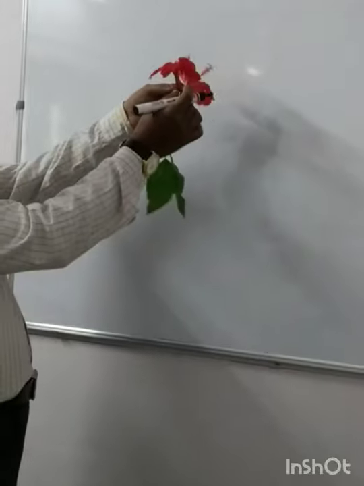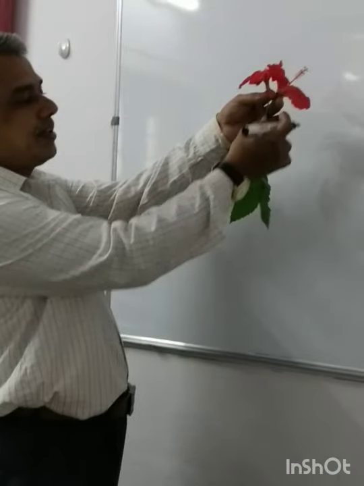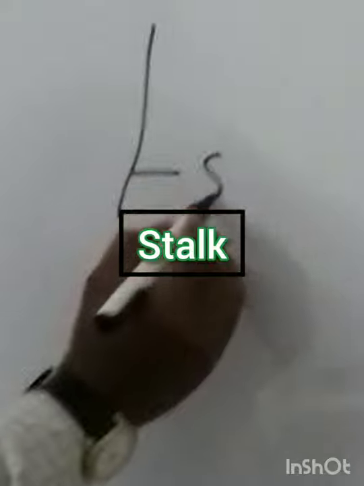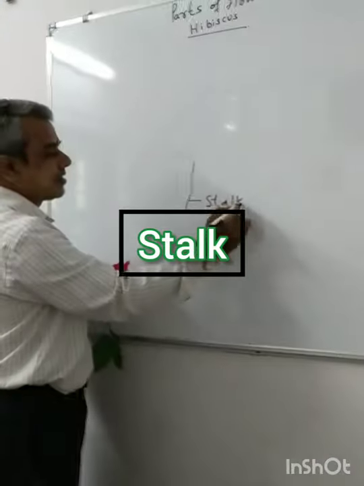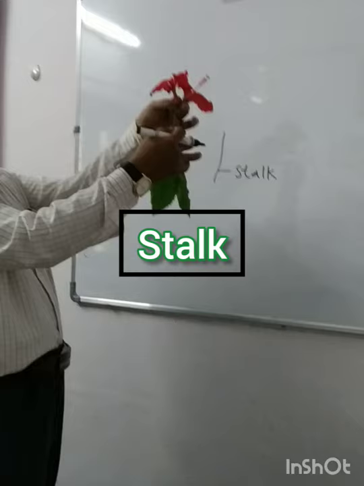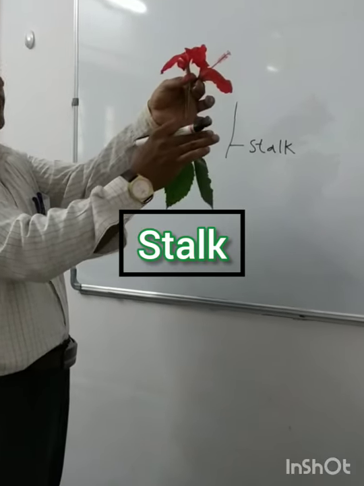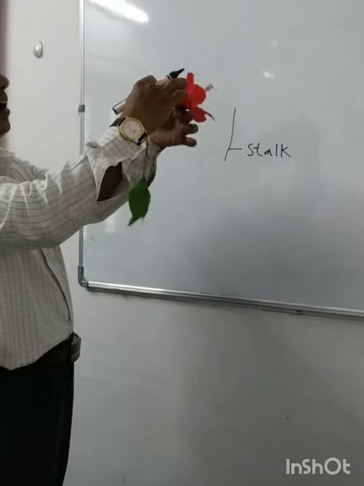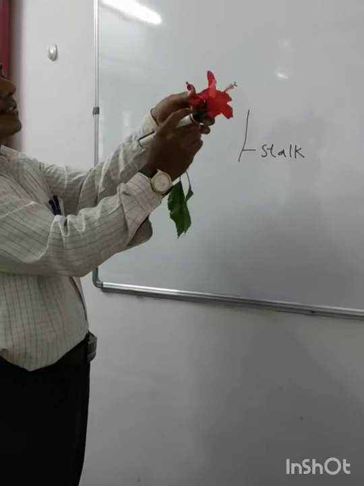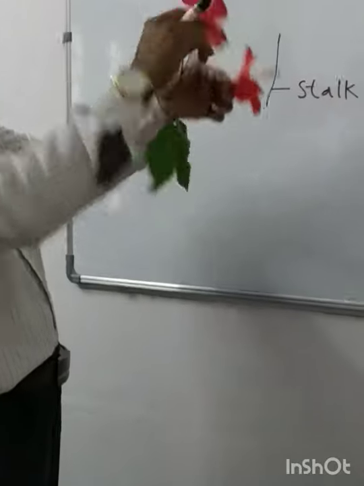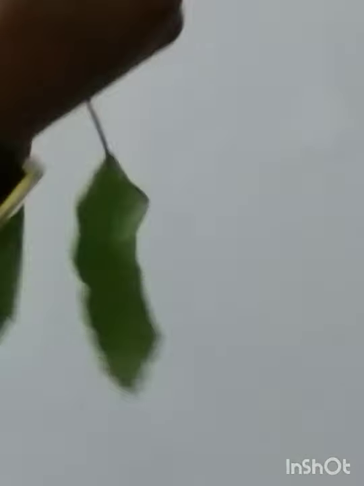This is the part of the flower which is attached to the stem. That is called a stalk. What do we call this one? Stalk. The part of the flower which is attached to the stem is called the stalk. Now after that we have the green color. This green color is called sepals.